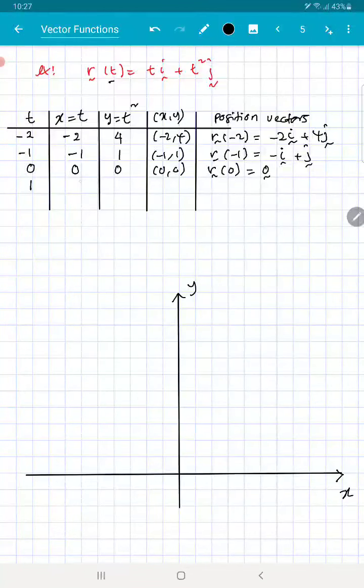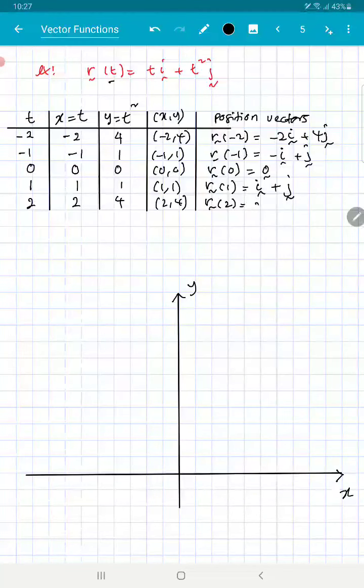Now let's get a positive t. When t is 1, x is 1, y is also 1, so we have another point 1, 1, or the position vector when t is 1, we have 1i plus 1j. Now let's see what happens when t is 2. When t is 2, x is 2, y is 4. So we have another point 2, 4, and another position vector, which is 2i plus 4j.